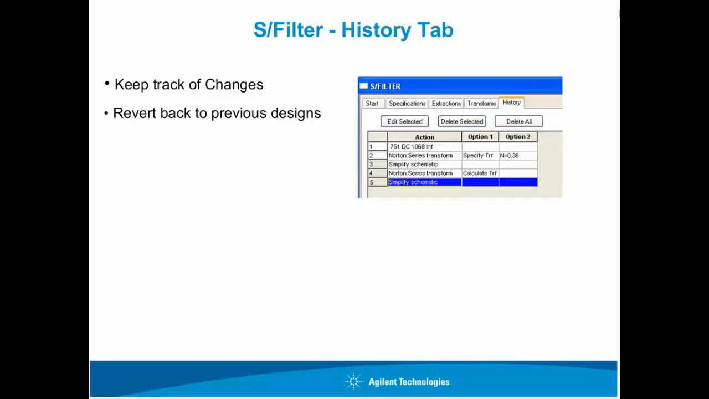And then finally, the last tab in the process of S-filter is the History tab. The History tab keeps track of all of the transforms that have been applied. Because when you start down a path using transforms to modify a filter, occasionally you might need to back up a few steps. Maybe you've applied a transform in error and you just didn't get the design that you wanted. So what you can do is go to this History tab and delete any of the transforms that you've applied, or back up to any step in your transformation process.